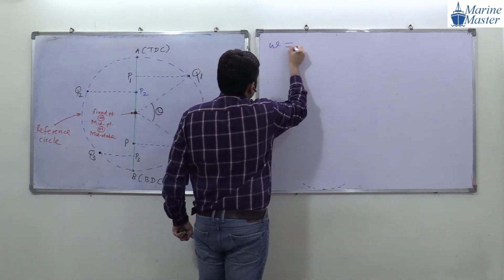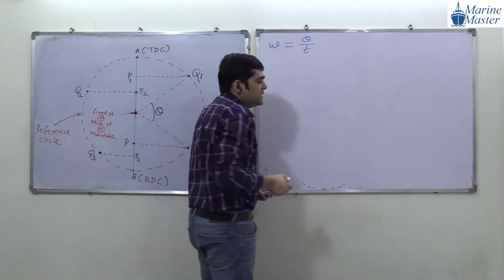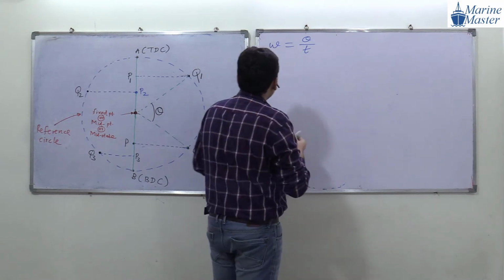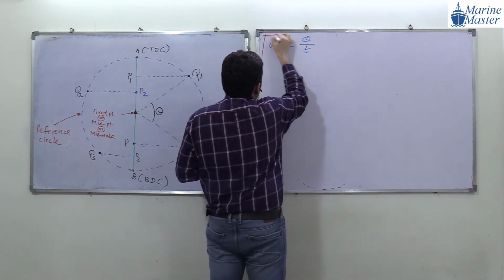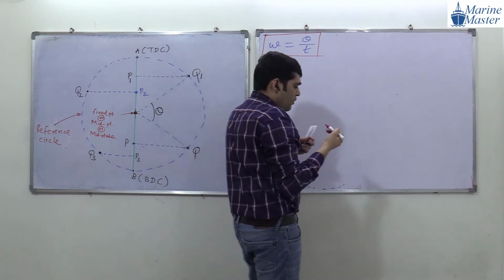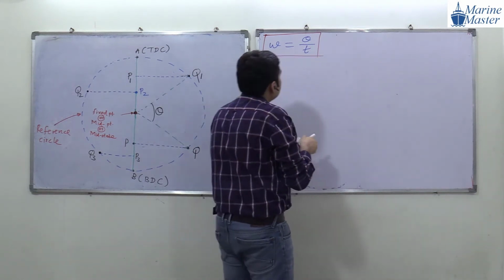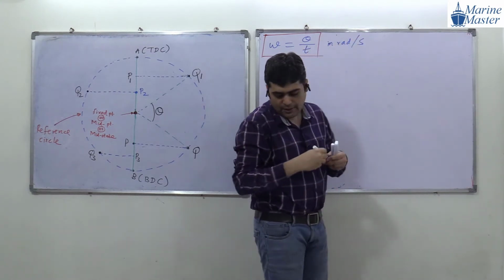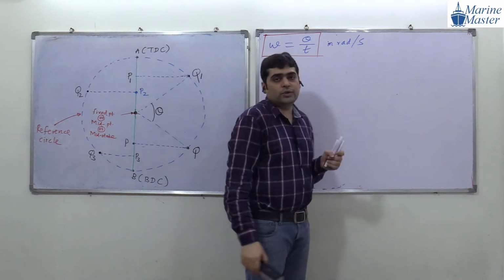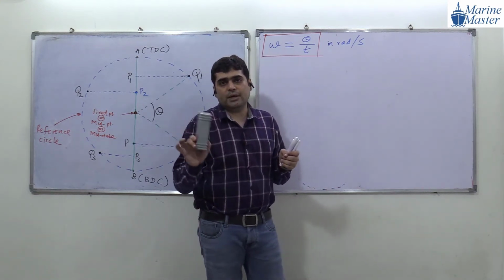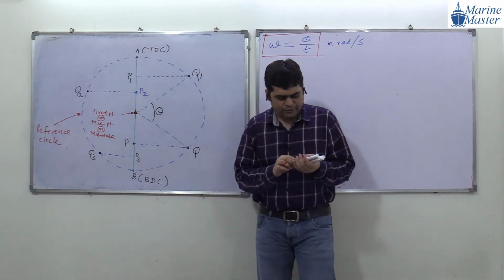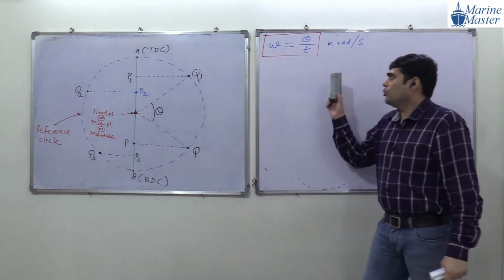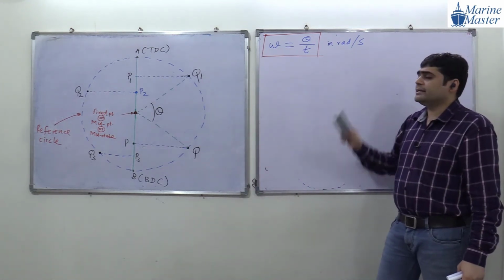Then write down: omega is equal to theta by T. What will be the unit for omega? Radian per second. Very good. Anyone have any doubt in this discussion? Now try to see the scenario here. The important point is here. Everyone completed? Please write it down: omega is equal to theta by 2T in radian per second.